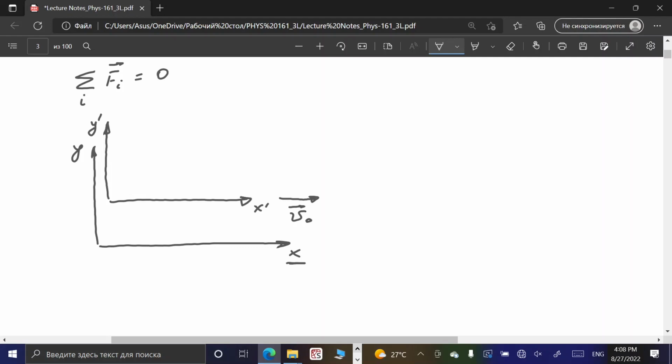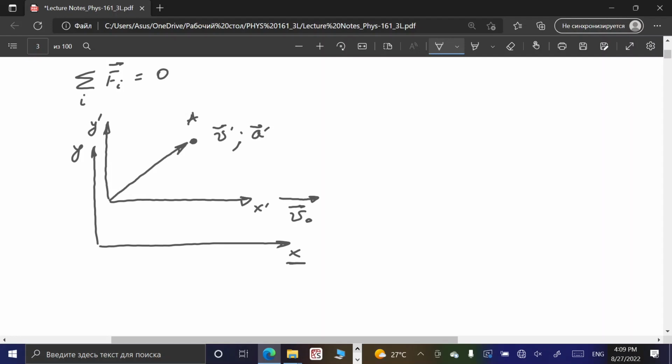Okay, we defined this inertial system of references. Now let us add here some object. Let's call it object A. And in the scope of the mobile system of reference, x prime, y prime, it will possess some velocity vector v prime and some acceleration vector a prime. So keep in mind that this is with respect to the mobile system of reference.